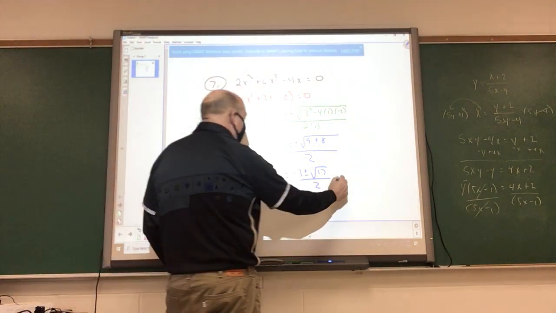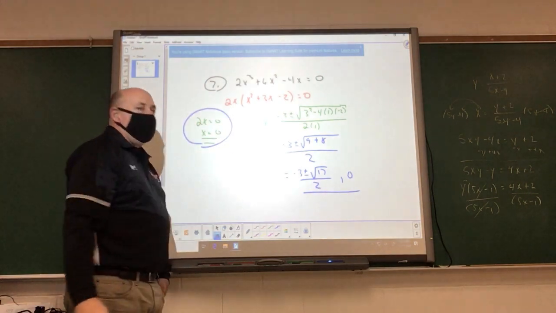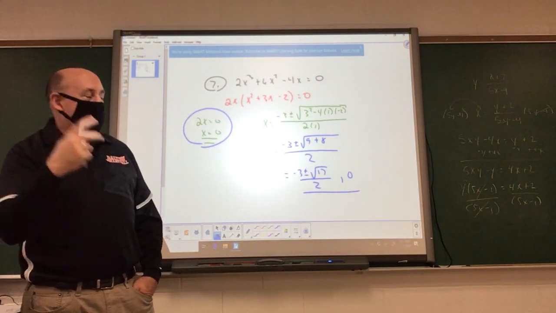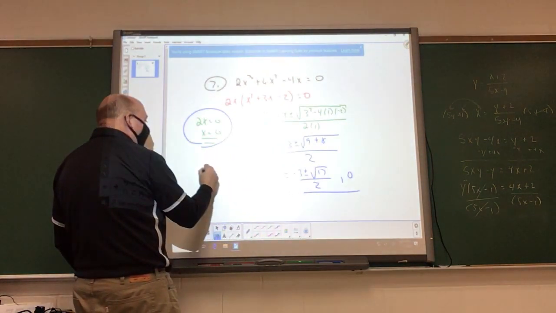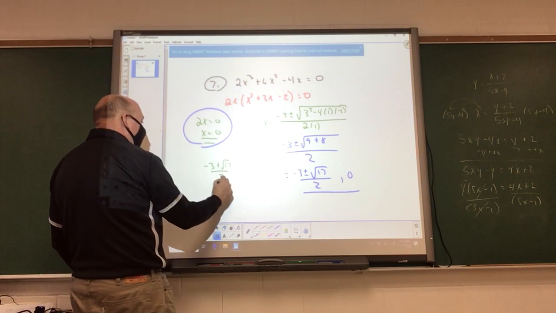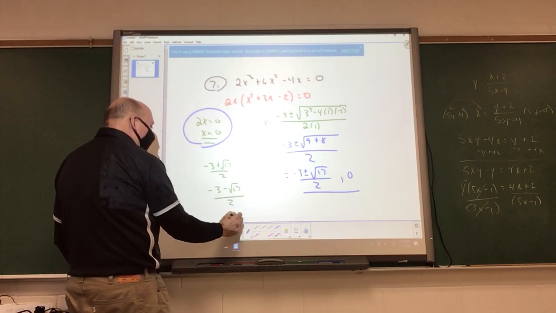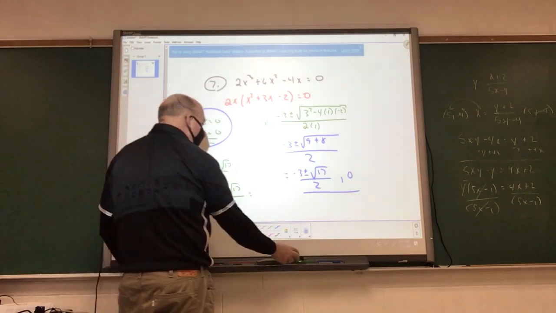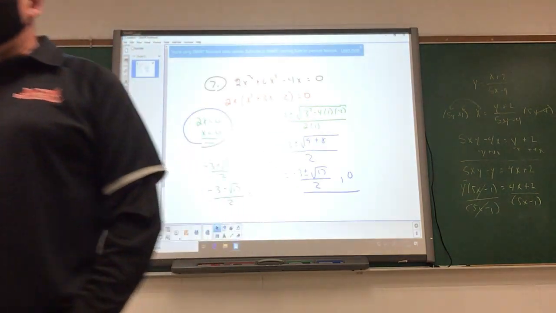So we have that and also the value of 0 from up here. This gives us 2 solutions. We have -3 plus the square root of 17 divided by 2 and -3 minus the square root of 17 divided by 2. So we have 2 solutions there along with the value of 0.